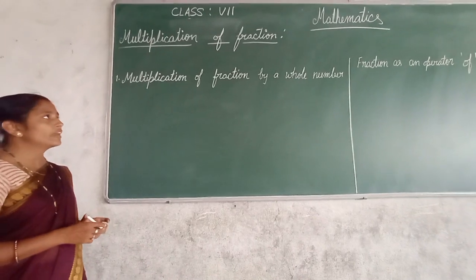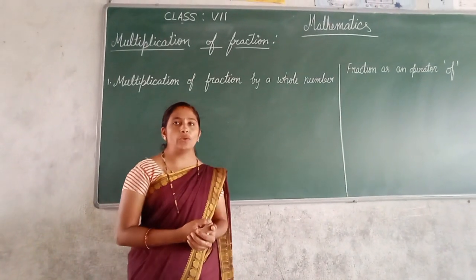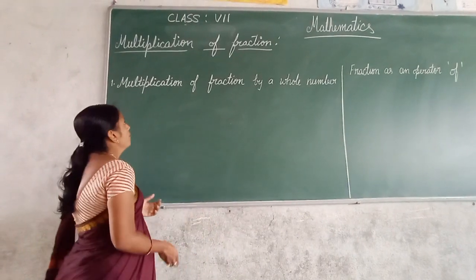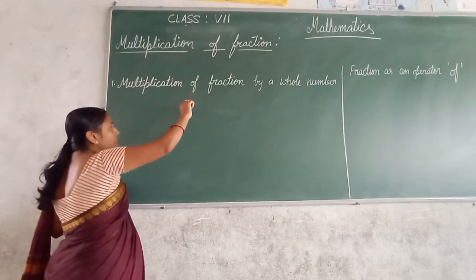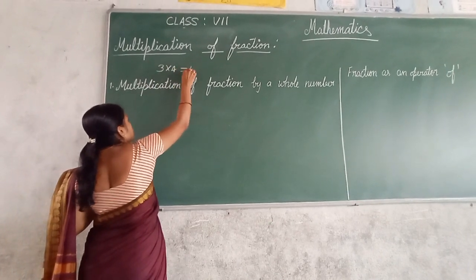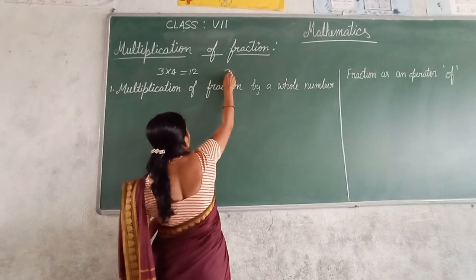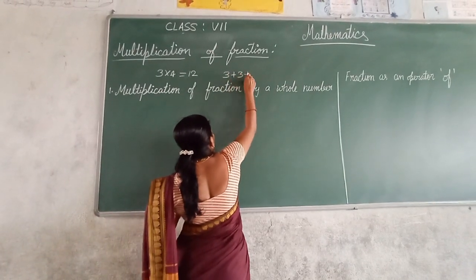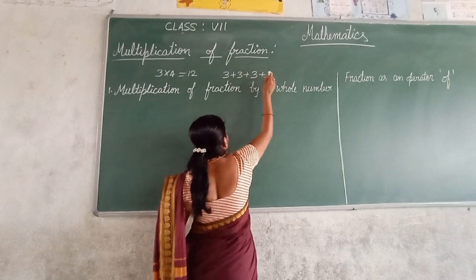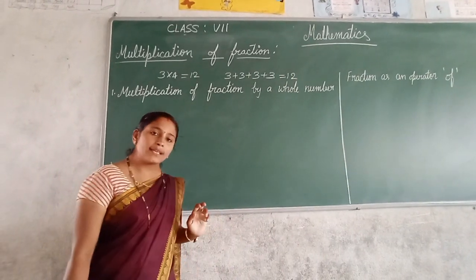Multiplication of fractions. What do we mean by multiplication? As I told you in the earlier class also, multiplication is, for example, 3 fours are 12. How did you get 3 fours are 12? 3 is repeated 4 times. If you add also, you are going to get the answer 12.